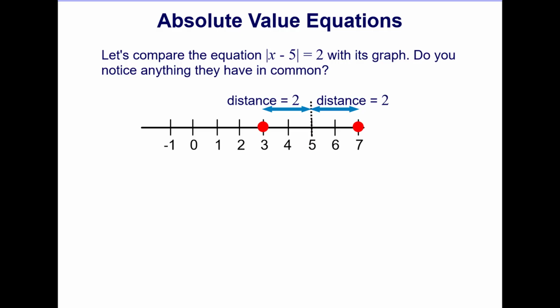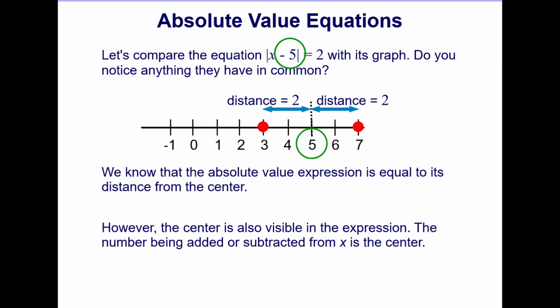Let's compare the equation, absolute value of x minus 5 is equal to 2, with its graph. Do you notice anything they have in common? We know that the absolute value expression is equal to its distance from the center, in this case the number 2. However, the center is also visible in the expression. The number being added or subtracted from x is the center. In this case, you'll notice that the number 5 is encased in a green circle. That's the center.